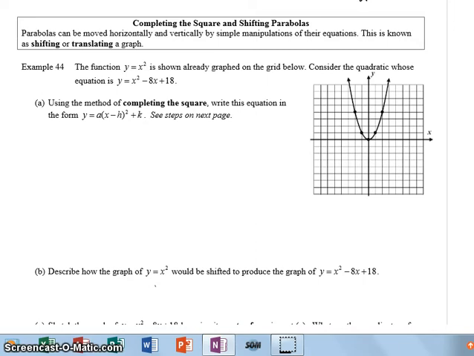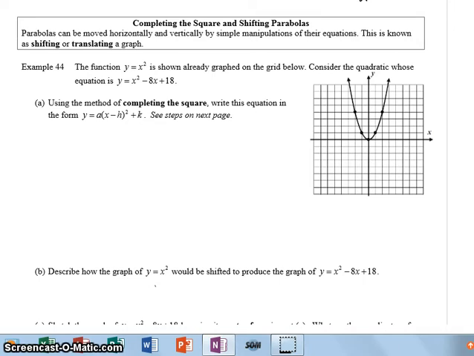So if you can remember back to geometry, we did translations. They were called shifts or slides or glides. Kind of the same idea here. So example 44 says the function y equals x squared is shown already graphed on the grid below. Consider the quadratic equation given. Use the completing the square method to write this equation.